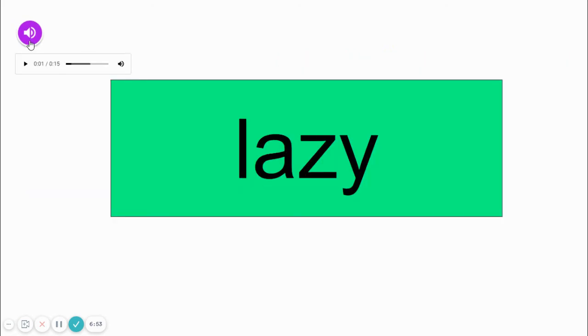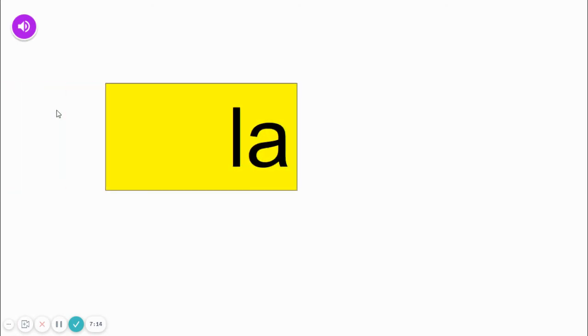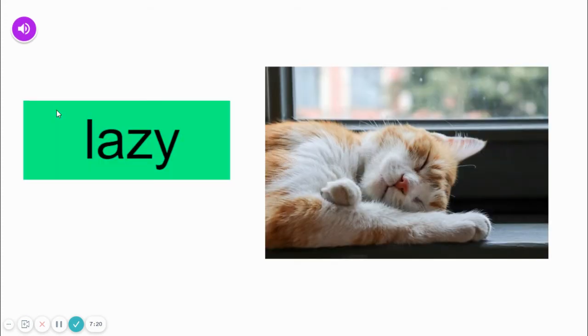Let's read a new word by finding our first two vowels. I spy A and Y. The Y jumps over and takes the Z, and I split it. La, zy. Lazy. The lazy cat lounged on the windowsill. Lazy.